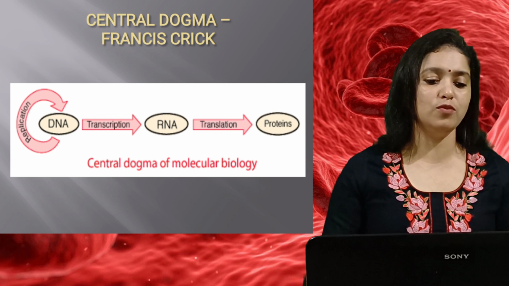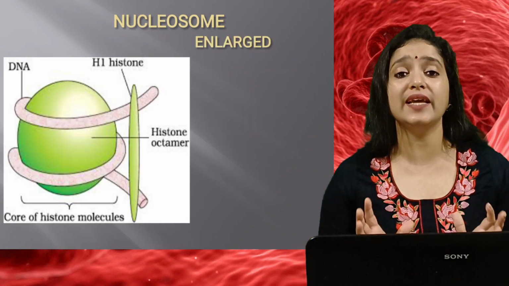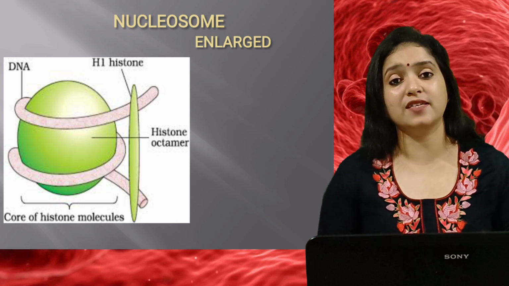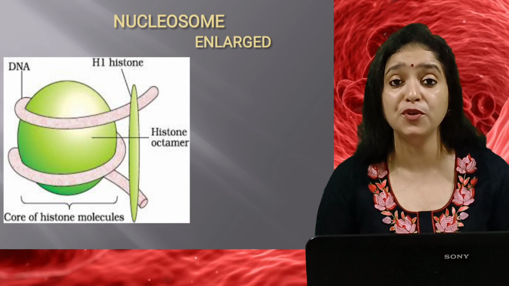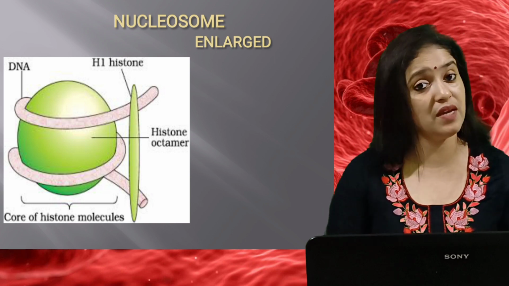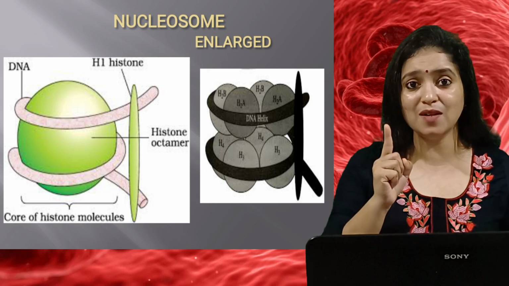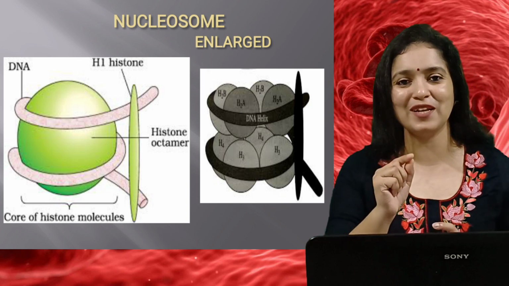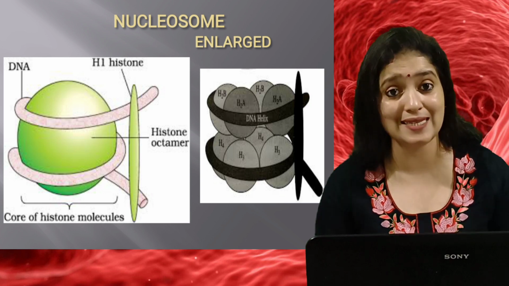Now we will move to how the DNA is packed in a cell or in a nucleus. It is in the form of nucleosome. This diagram can be asked for the examination. Even though in the first diagram you can see a single ball, it is not a single ball. It is actually a histone octamer. 8 units of histone protein are there.